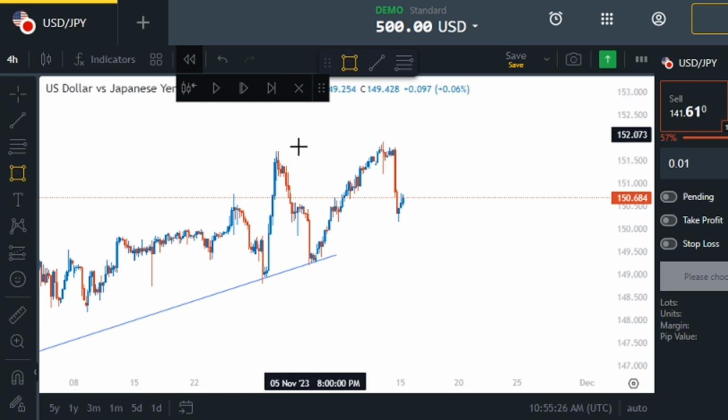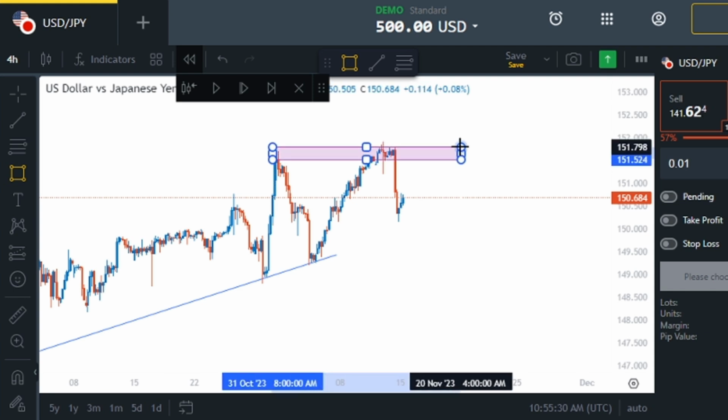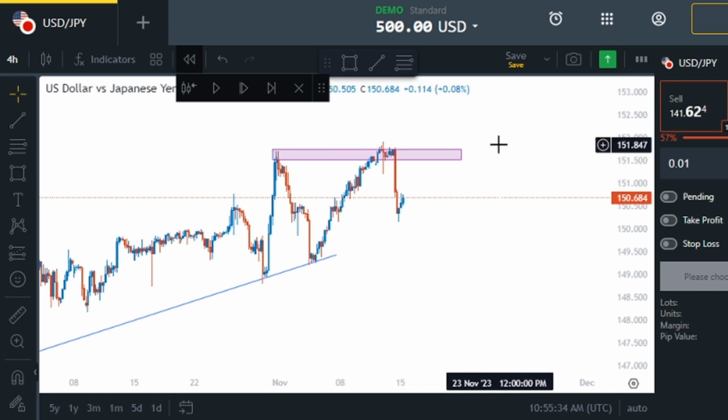Remember what we've learned about double top. If you have not watched that video, please go back and watch it. It will help you, I promise. Go back and look at how to create the double top or double bottom. So now I take this rectangle tool and I draw the double top formation. As I drew that, I was waiting to see if this low will be broken.